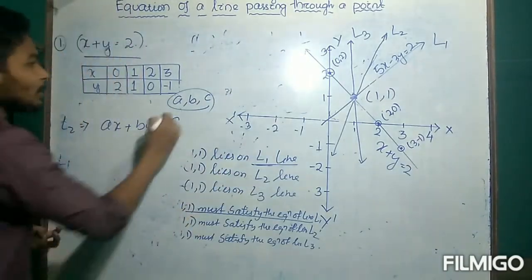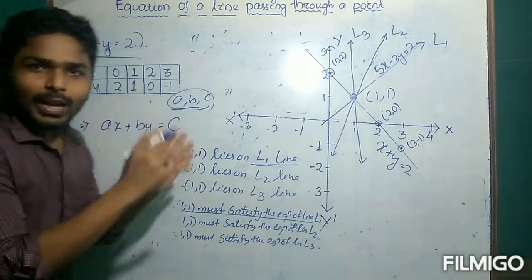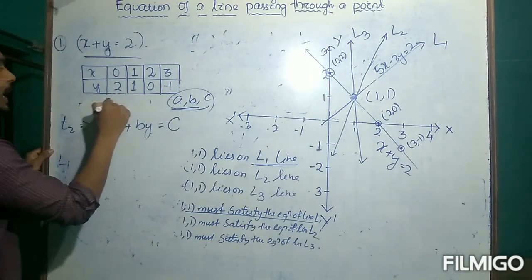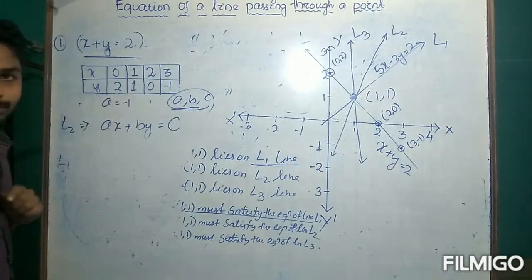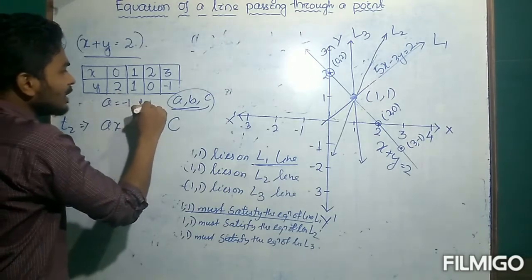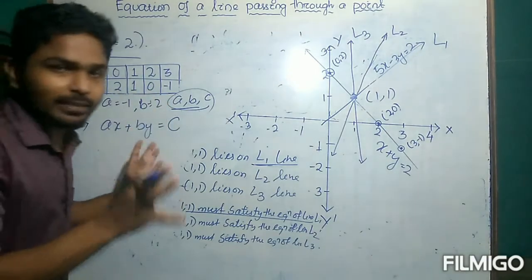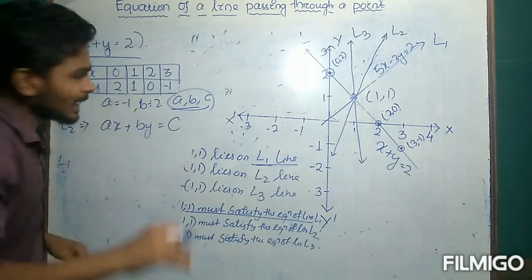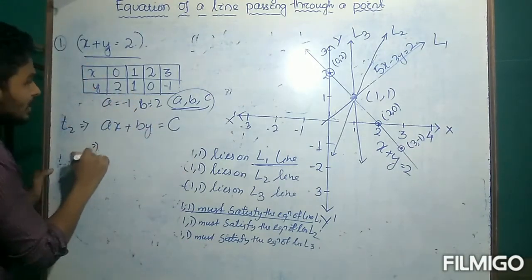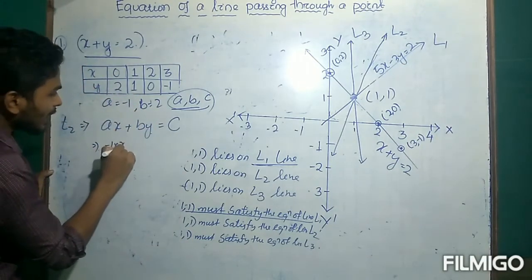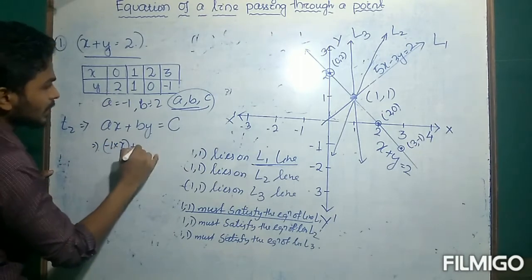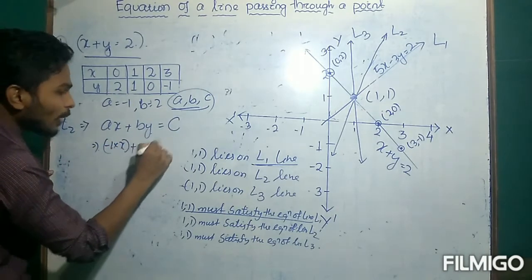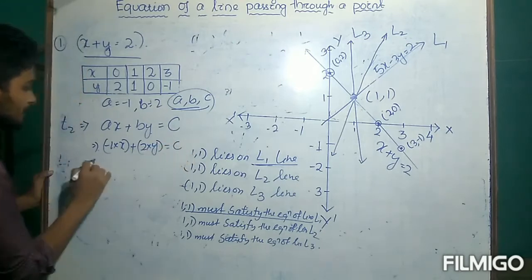As I have told you, you can put any value for a and b. Suppose someone puts a to be minus 1 and b to be 2. No problem, you can put any value for a and b, but not for c. So the equation will be minus 1 into x plus 2 into y is equal to c.